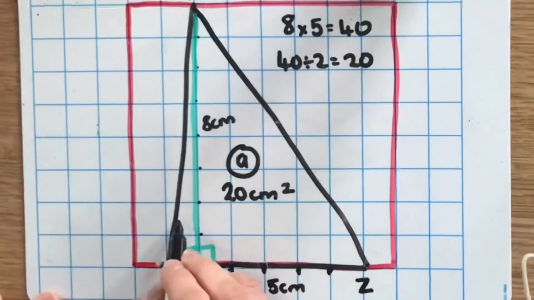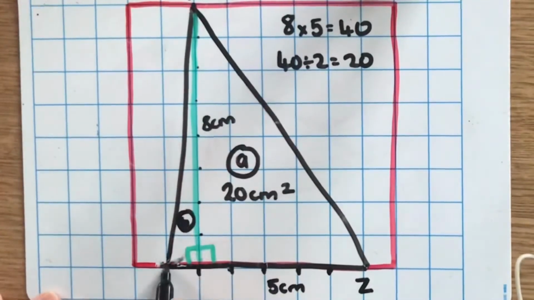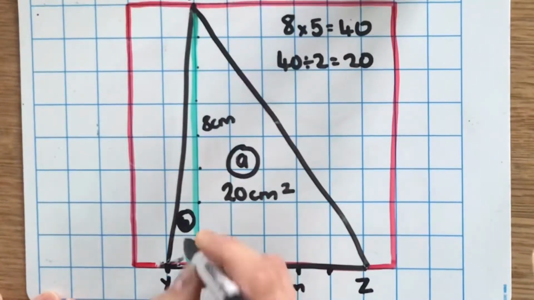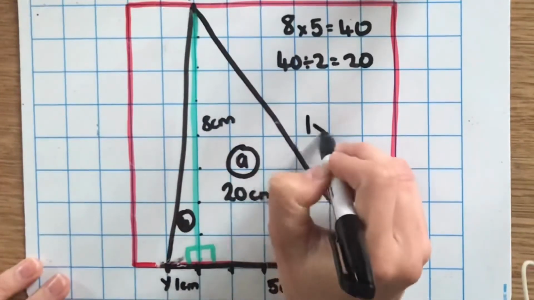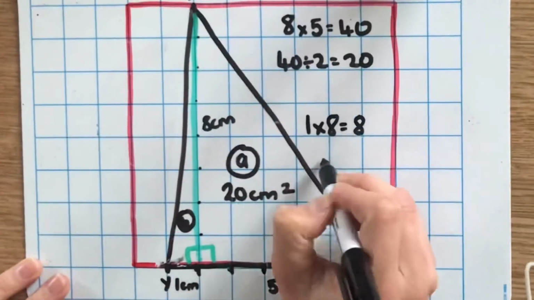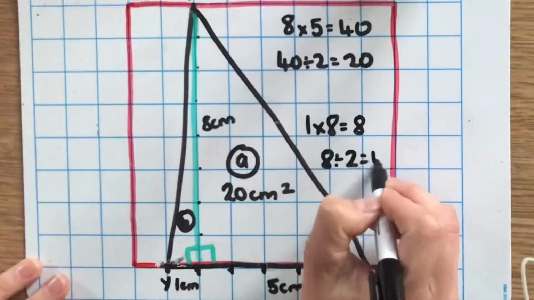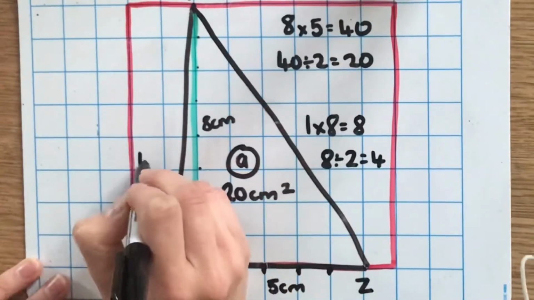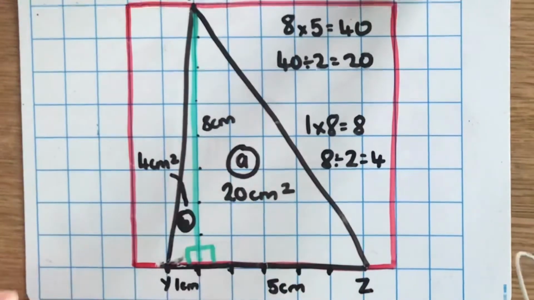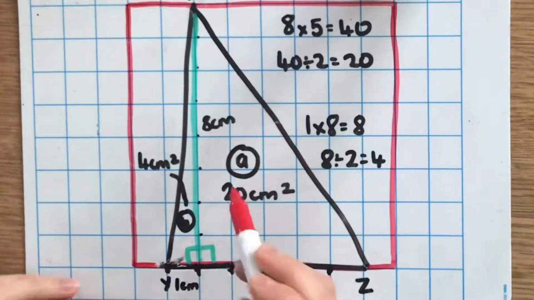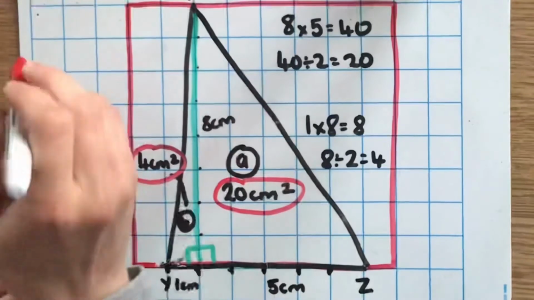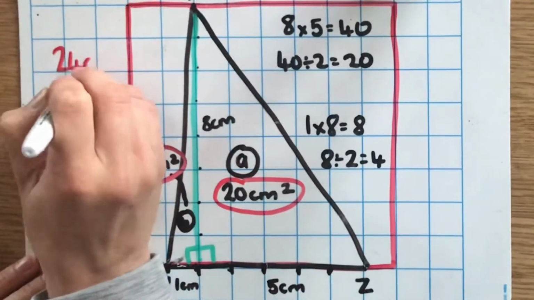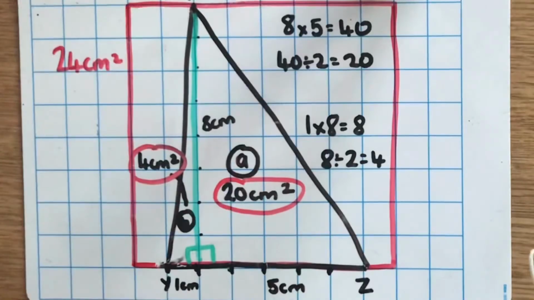Okay, if we look at what we'll call triangle B, the base is 1 centimetre and the height is the same, it's 8 centimetres. So if we do 1 times 8, that gives us 8, and then 8 divided by 2 gives us 4. So the area of B is 4 centimetres squared. We want to find out the area of both A and B together. So we're going to take the 20 and the 4, add those both together, and that gives you a total of 24 centimetres squared.